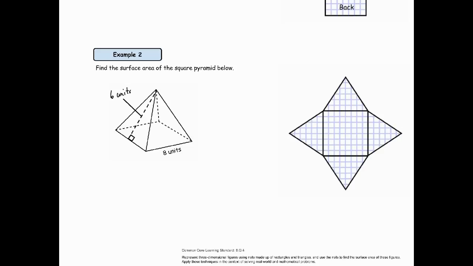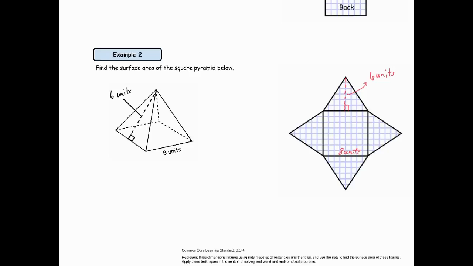So you can see that each side of our square is 8 units long. That makes the base of the triangle equal to 8. The height of each triangle is 6 units, and you can see that on our three-dimensional shape to our left. So if we know that a square pyramid is made up of 4 congruent triangles and one square, then we can just find the area of all 5 of those sides, add them together, and we'll get our surface area.